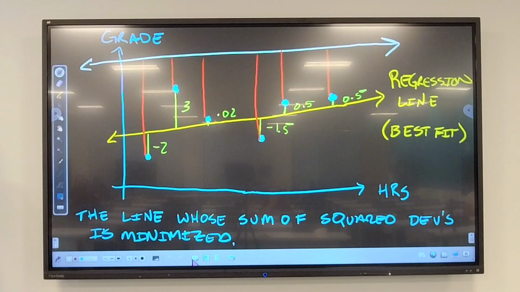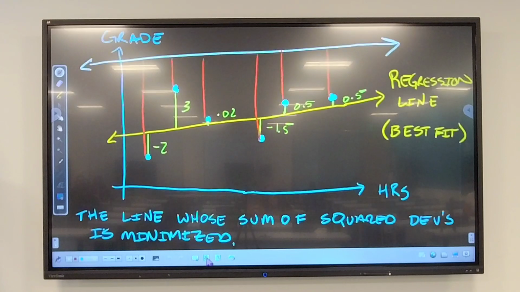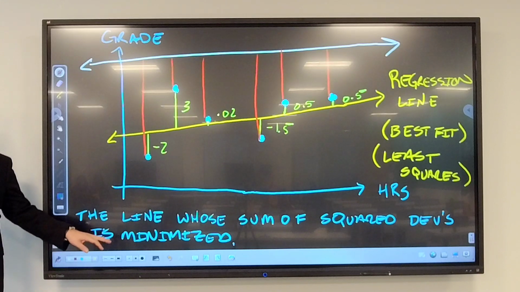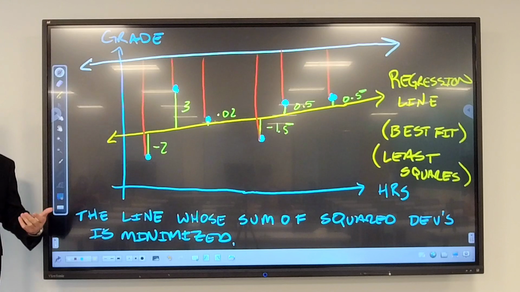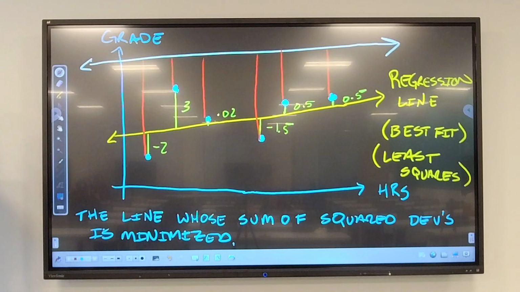And this regression line, oh, I forgot to tell you the third name. The third name is the least squares line. And you can see why it would be called least squares, because that is the definition. It's all the deviations squared, add them up. The best fit line is the one with the smallest sum, the least of the sum of all the squares.